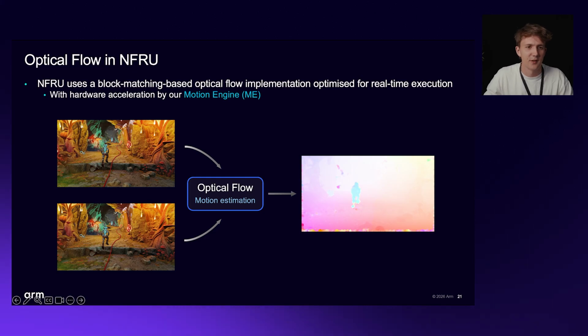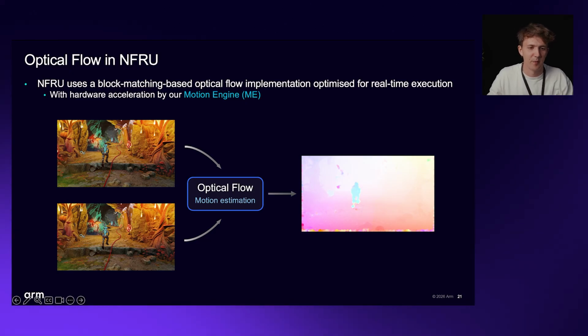The implementation of optical flow is optimized for real-time execution. ARM's motion engine provides hardware acceleration for this stage, so it's nice and performant and quick, and it gives us the extra motion coverage that we need to fill the gaps that motion vectors miss.